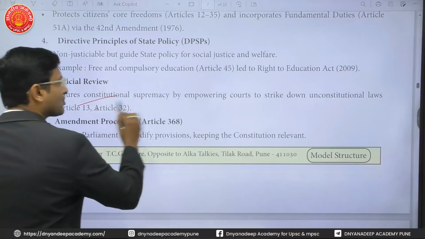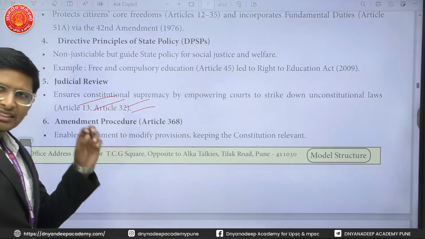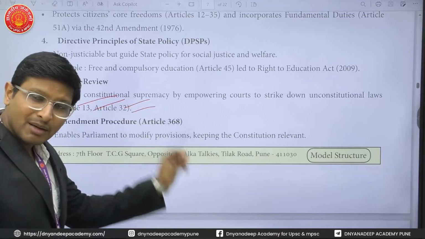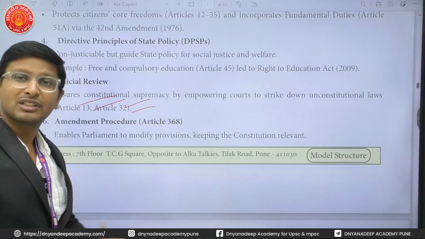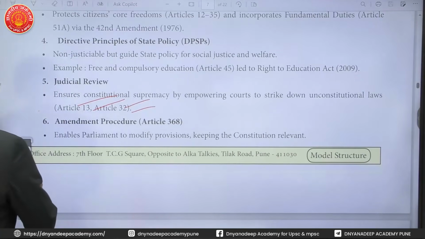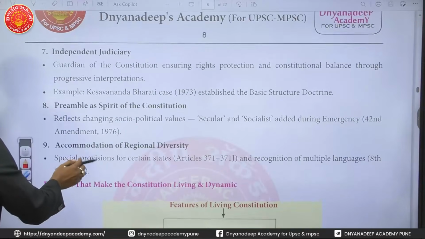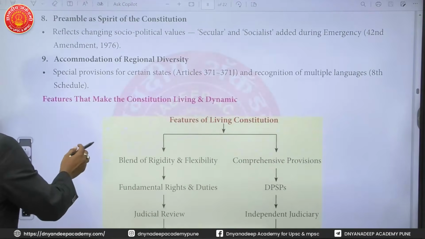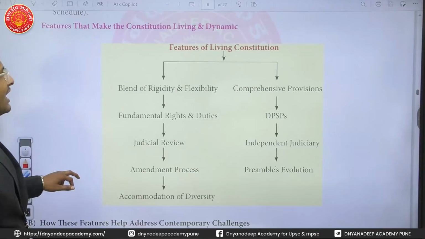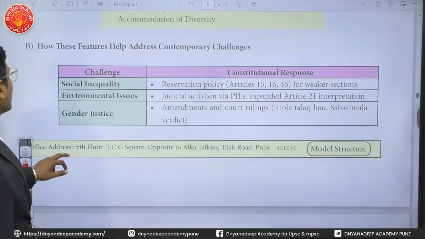It makes the Indian constitution dynamic. If there is something unconstitutional, the same provisions are used by the judiciary to deal with it. It has made it a living document. Then there is the amendment procedure. It keeps the constitution changing. So all these things make it a living and dynamic document. This is very, very important.